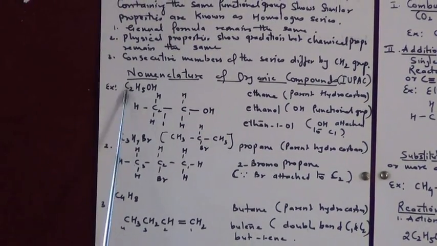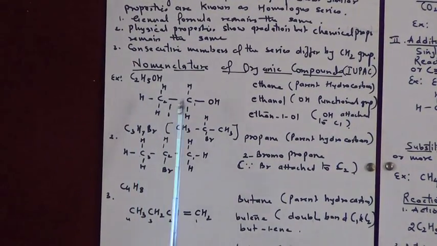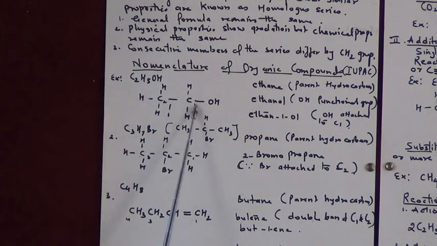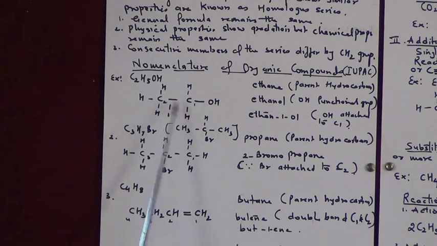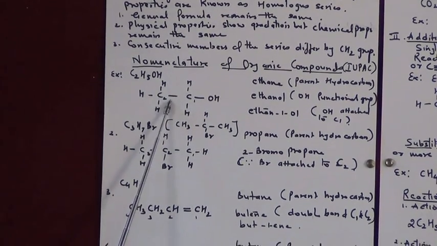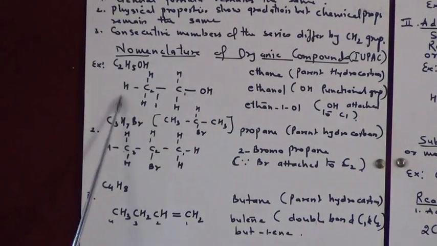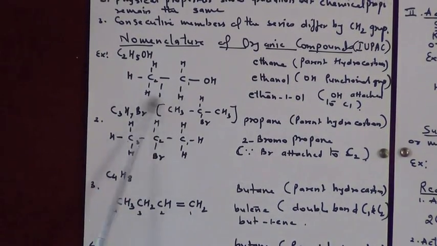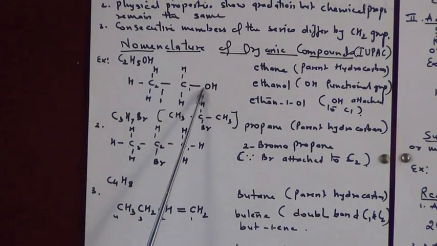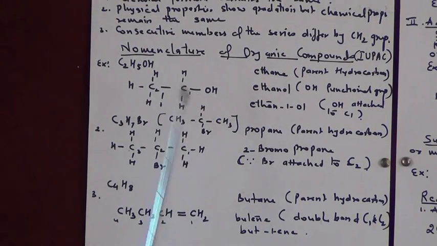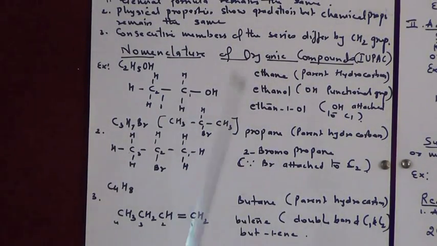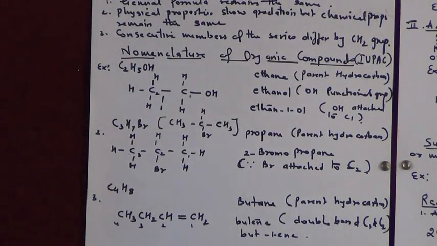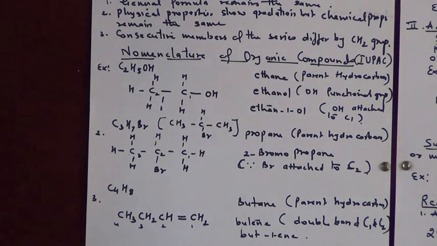The structure will be given to you in this particular form. When I say C2H5, two carbon atoms are attached to each other by a single bond, and these two carbon atoms are attached with the hydrogen around it. One of the hydrogen atoms is replaced by OH group. Now first identify which parent hydrocarbon it belongs to.